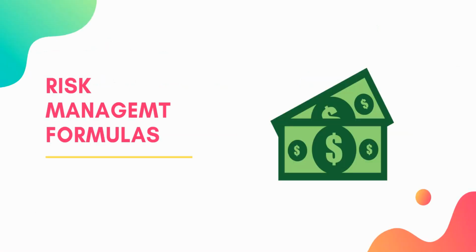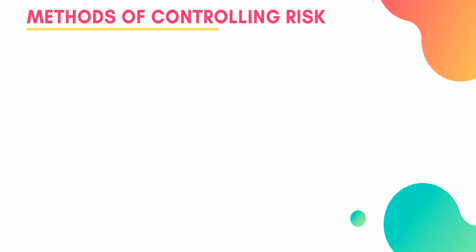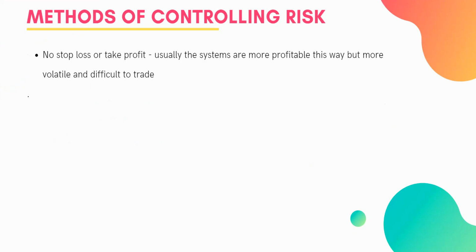So we're going to look at the basic formulas for risk management. I know many of you will already know this kind of stuff, but it's worth going through some of the basics for people that are not so familiar with it, so it's easier to see what I'm doing in the code later on. So firstly, there are a few ways of controlling our risk with an EA, and I'll go through a few of those now.